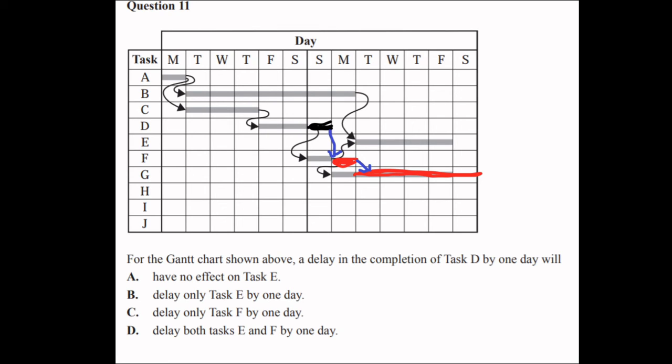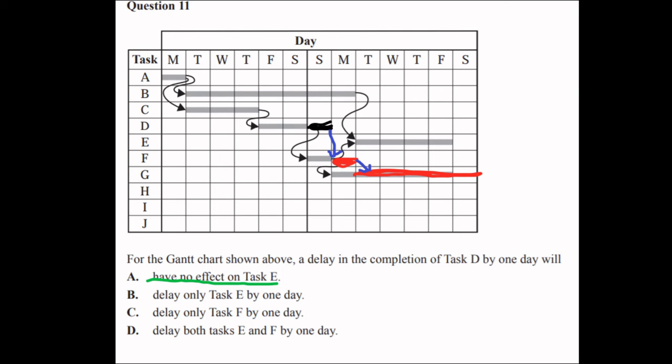So let's go through our responses now and see which one describes what we've annotated here. So choice A: a delay in task D has no effect on task E. Let's have a look at our annotation. We saw that there was no delay in task E, so it has no effect. So this one is the correct response.